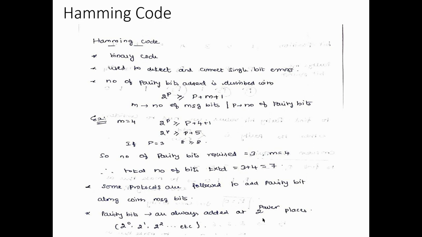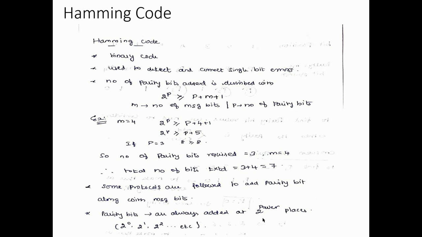On the left-hand side we have 2 power p. If we substitute p equal to 1, this equation will not be satisfied. Similarly, if we substitute 2, it will not be satisfied. If we substitute p equal to 3, 2 power 3 gives the value 8, and 3 plus 5 also becomes 8, so this equation is satisfied. So the minimum number of parity bits required to transmit 4 bits is 3. We have 3 parity bits and 4 message bits, so the total number of bits to be transmitted from the transmitter end is 3 plus 4, which is equal to 7.